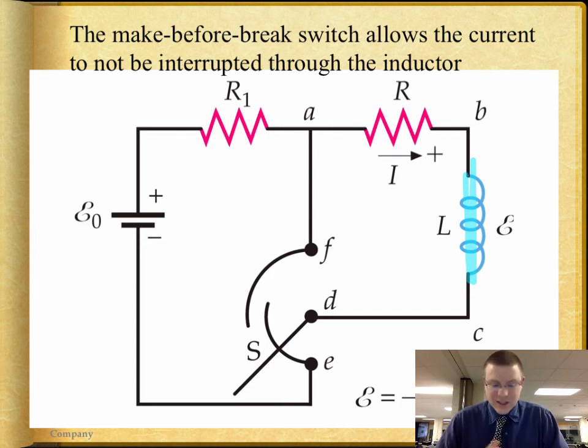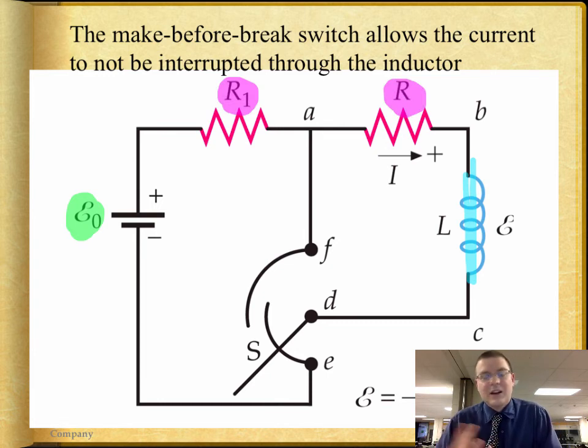So if you look at my setup here, I see a battery with 2 resistors in series. And I don't have to worry about the inductor because we're past that time when the current is growing. So I can just do 2 resistors in series with a battery and figure out currents, energies, what have you.